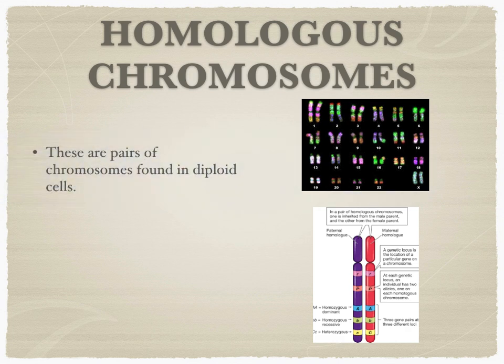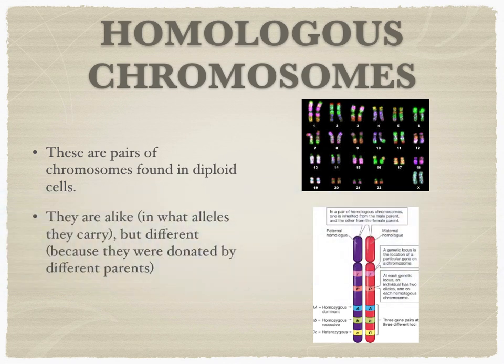Okay. Homologous chromosomes are pairs of chromosomes that are found in diploid cells. You wouldn't find homologous chromosome pairs in reproductive cells because they only have one set. So homologous chromosomes are found in diploid cells. And once again, homologous chromosome pairs are alike in the alleles they carry, but they're different because they were donated to you, or a daisy, or a fruit fly, or a poison arrow frog, from different parents.